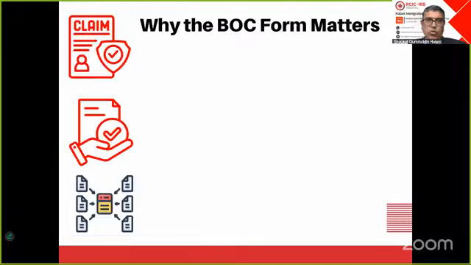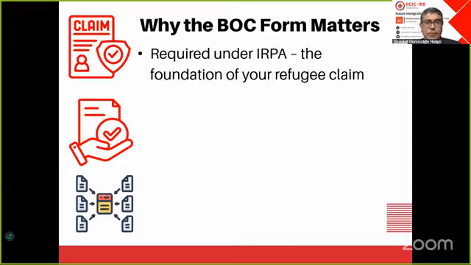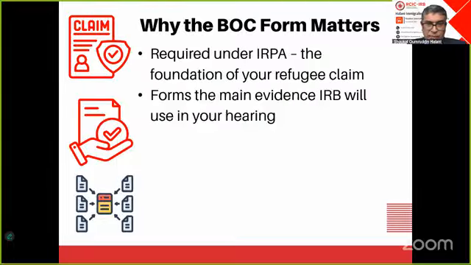So now I go to why the BOC form matters. This form is required by IRPA. Okay, under IRPA, this is the foundation of your refugee claim. When you are applying for asylum or refugee here in Canada, you must fill this form. And this form is the main evidence the IRB will use in the hearing.